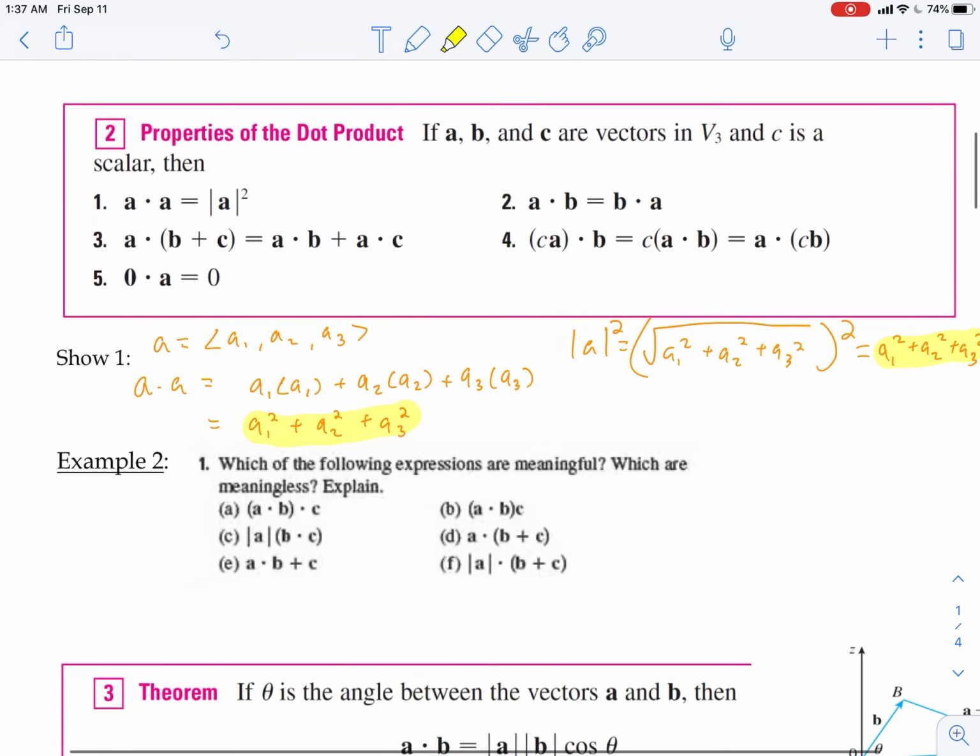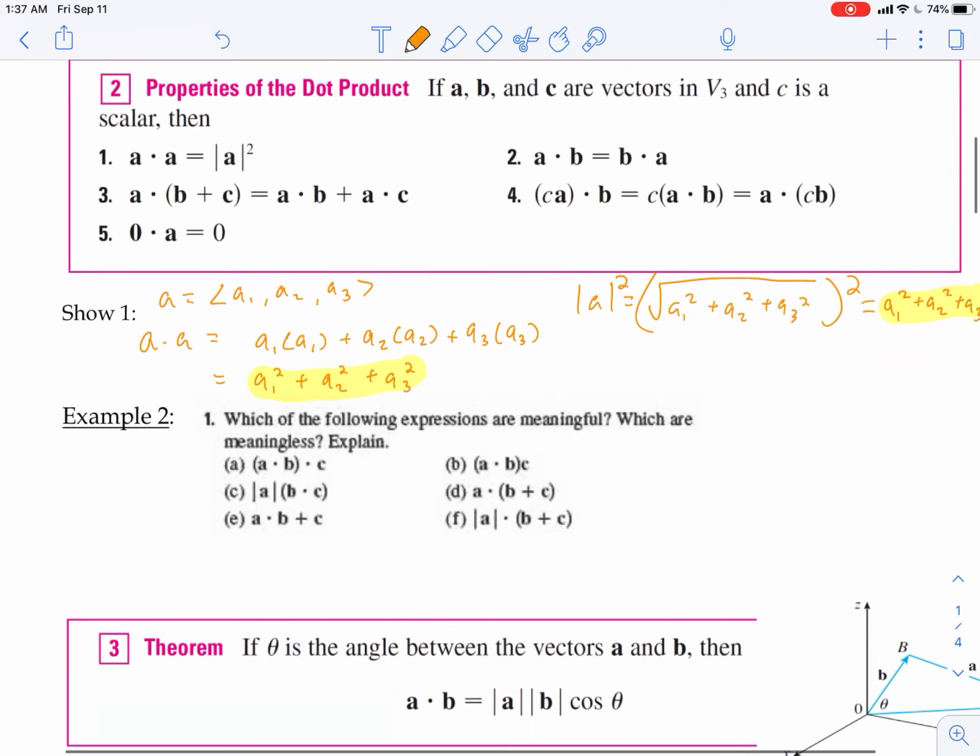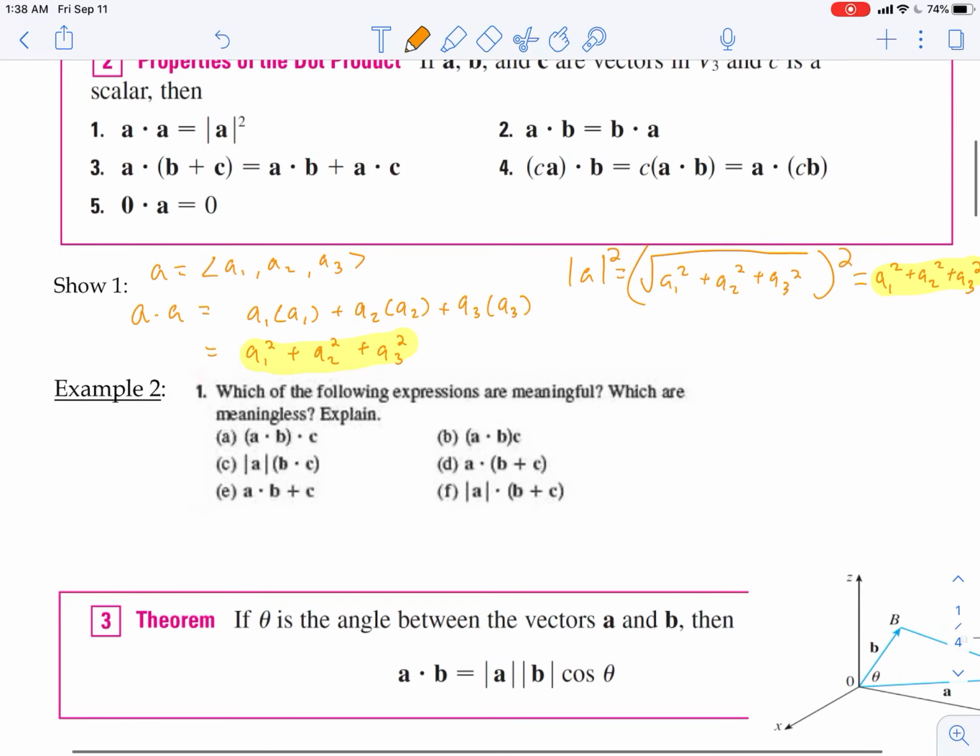All right. So for example 2, what we're going to do is see, are we able to do the dot product with the vectors and the scalars that we have. We want to see if it's true or if it's false. If it's false, we will explain why. So for the first one, for A, is that meaningless or is it meaningful? If it's meaningless, I'll just put an X beside it. If it's meaningful, I'll put a check, and I'll talk through why it is meaningful or why it is meaningless.